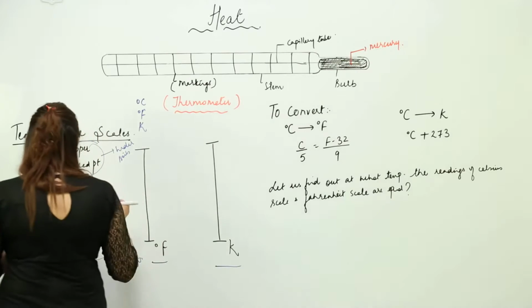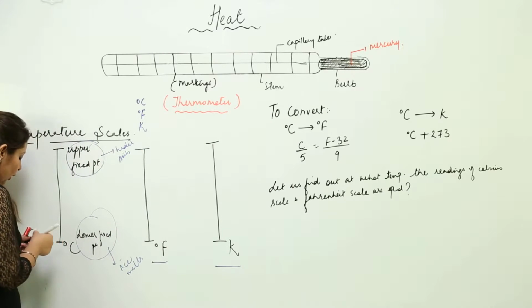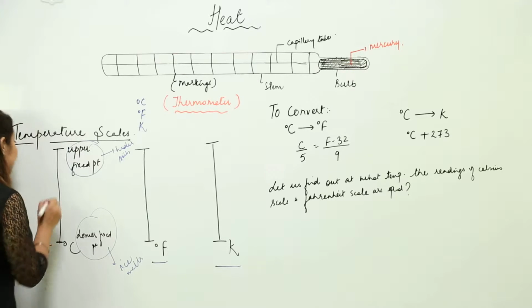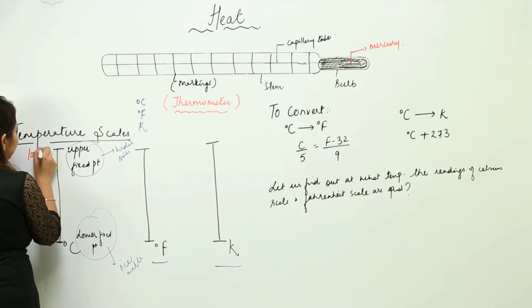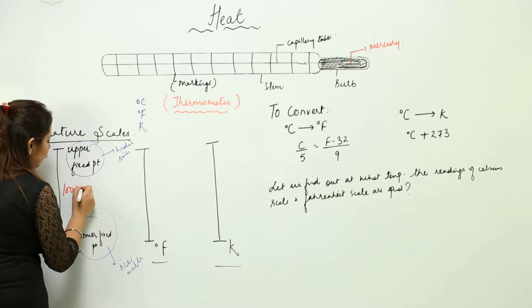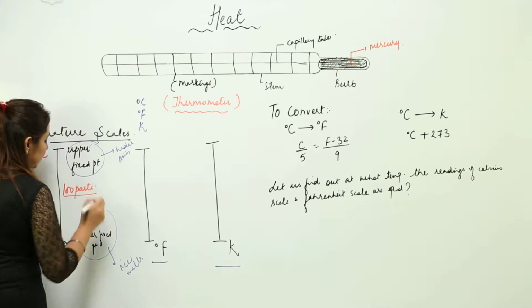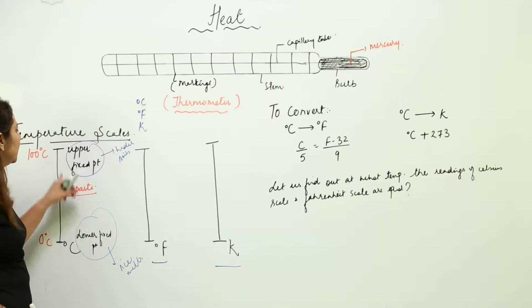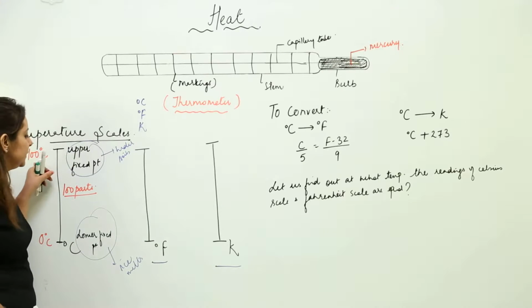If we talk about degree Celsius, the lower fixed temperature is 0 degrees Celsius and the upper fixed point is 100 degrees Celsius. It is divided equally into 100 parts. The lower fixed point at which ice melts is 0 degrees Celsius, and on the Celsius scale the upper fixed point at which water boils is 100 degrees Celsius.